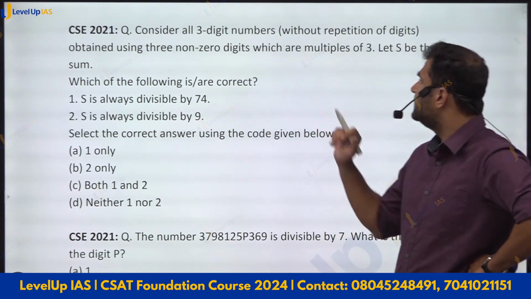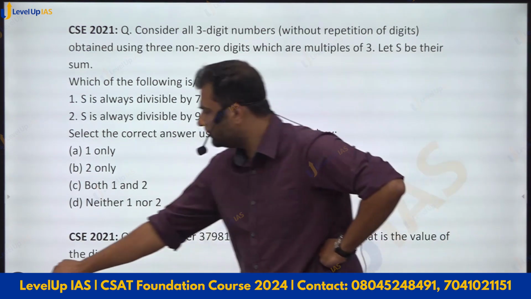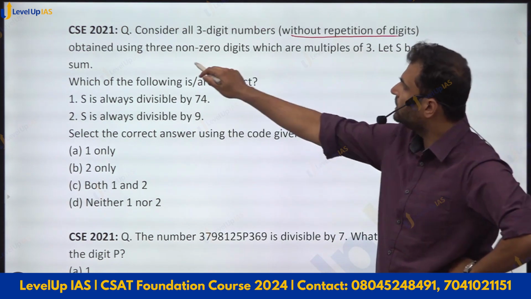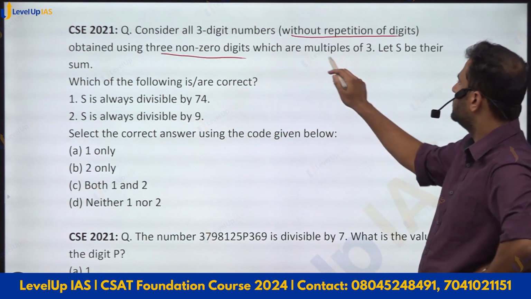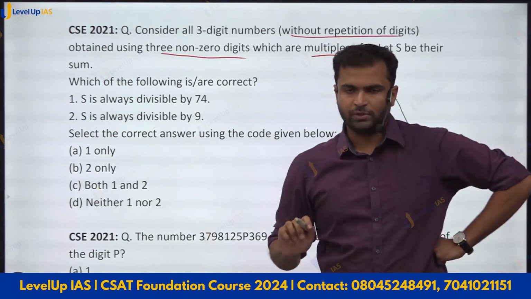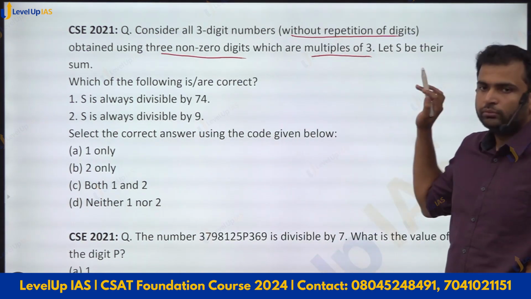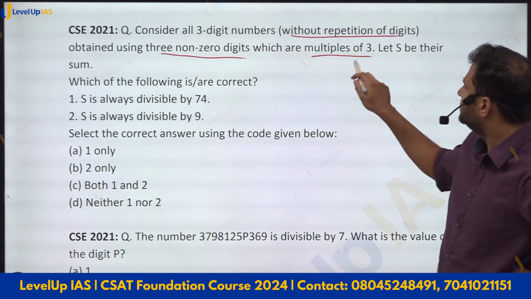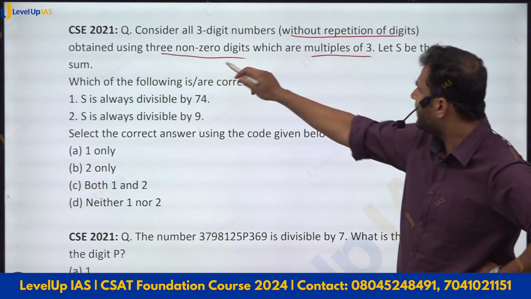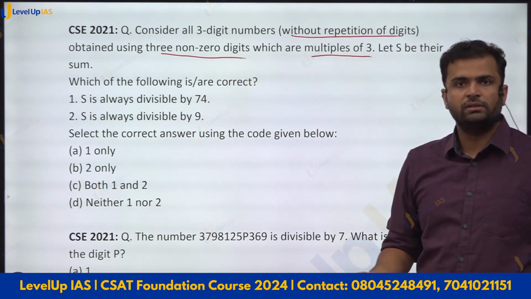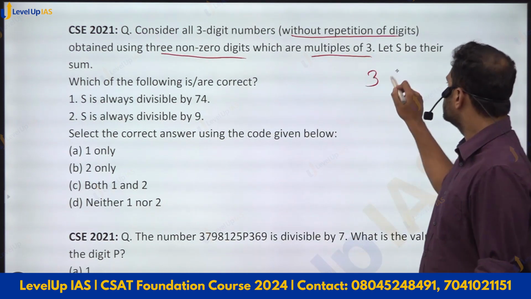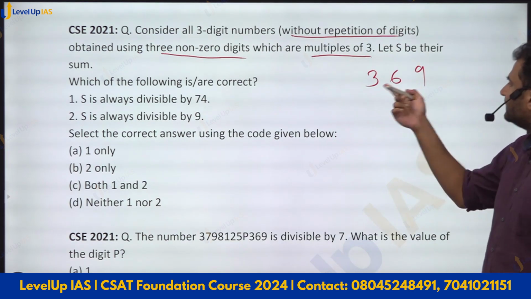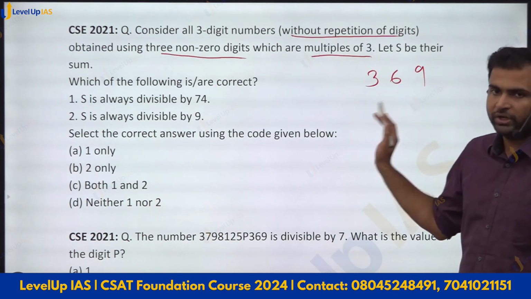We have to consider all 3-digit numbers, and how do we consider? Without repetition of digits, obtained using 3 non-zero digits which are multiples of 3, and let S be their sum. So there is some sum of some numbers. Which are these numbers? These are 3-digit numbers formed out of these digits that are non-zero and multiples of 3. Which are the non-zero digits that are multiples of 3? 3, 6 and 9. These are the only 3. And we have to form 3-digit numbers like this, where no repetition is allowed.